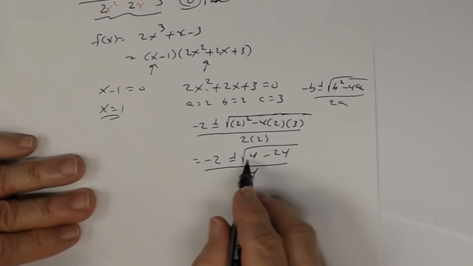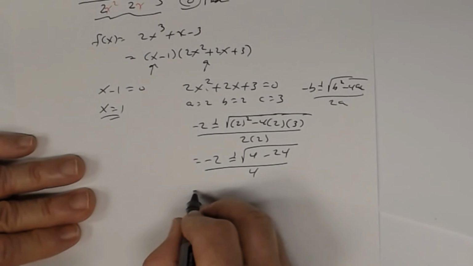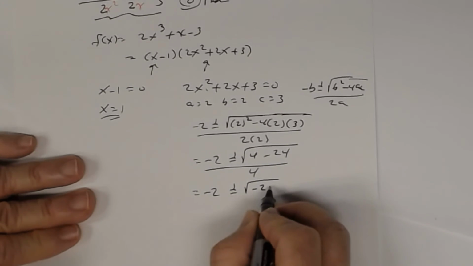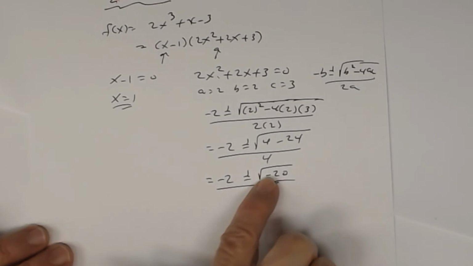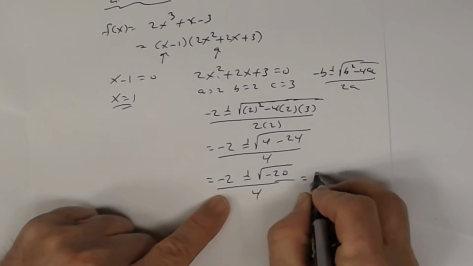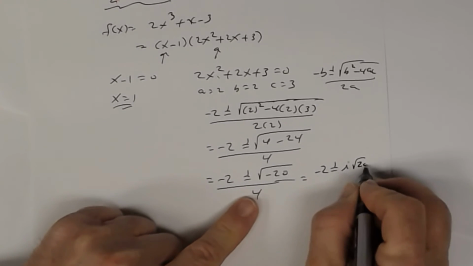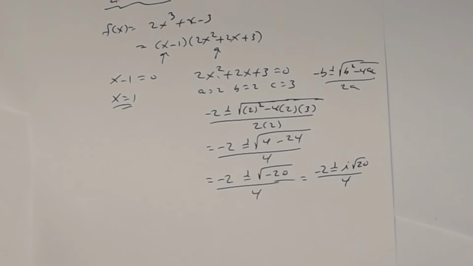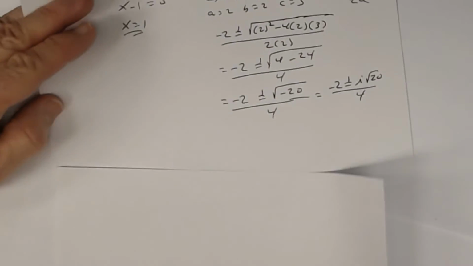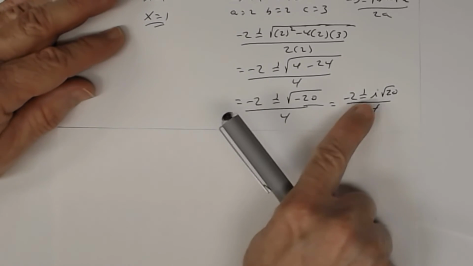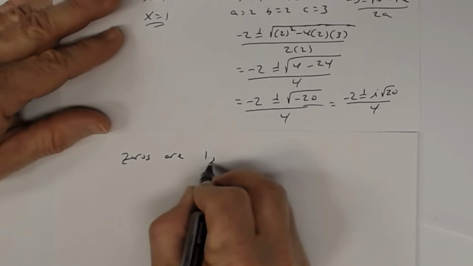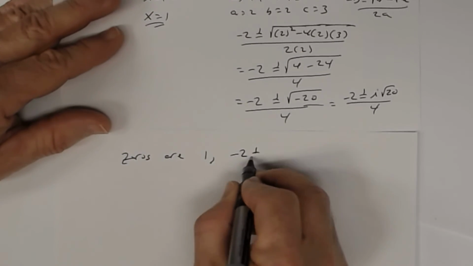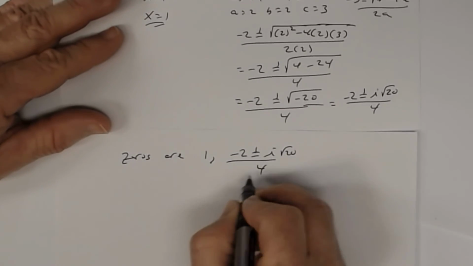Notice you got to get a negative here. 4 minus 24 is a negative 20. So negative 2 plus or minus the square root of negative 20 divided by 4. All right, so I do expect you to rewrite this, though. I do need for you to say that this will be negative 2 plus or minus i square root of 20 divided by 4. So for your worksheet purposes and for your test, it is okay to write the answer using this without simplifying the square root of 20. So the zeros are 1, and then negative 2 plus or minus i square root of 20 divided by 4.